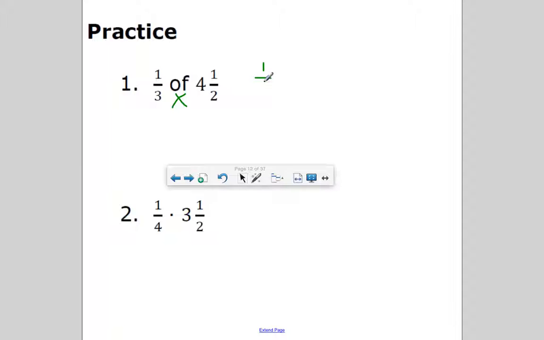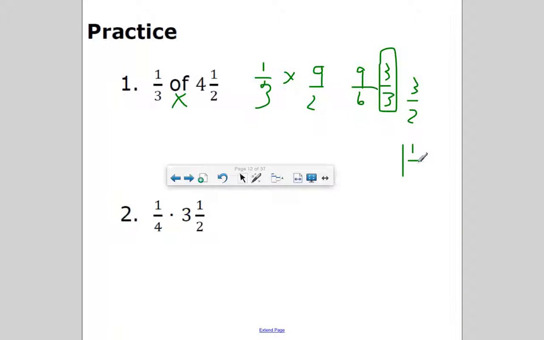So 1/3 times, how do you write 4.5 as an improper fraction? 9/2. So I multiply the numerators, which is 9. I multiply the denominators, which is 6. I can simplify 9/6 by dividing both numbers by 3. And I get 3/2, or 1 1/2.